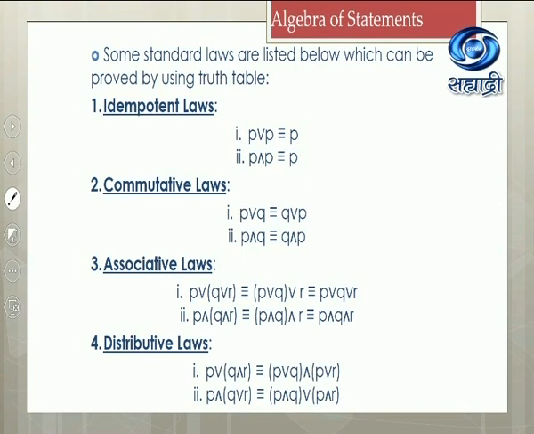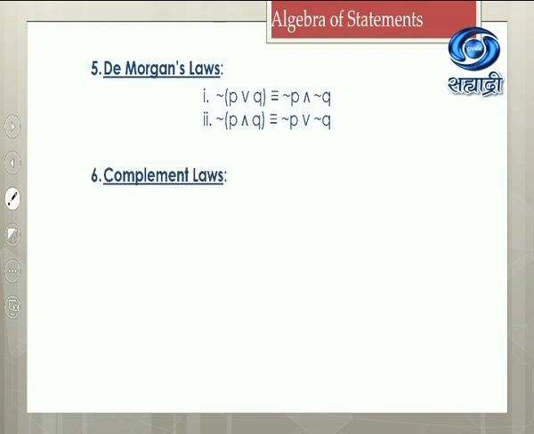In associative, remember that there is only one connective throughout, whereas in distributive, both the connectives are involved. De Morgan's laws. Negation of (P or Q) is equivalent to negation P and negation Q. Negation of (P and Q) is equivalent to negation P or negation Q. Now this, if you all remember, these are nothing but negation of conjunction and disjunction.